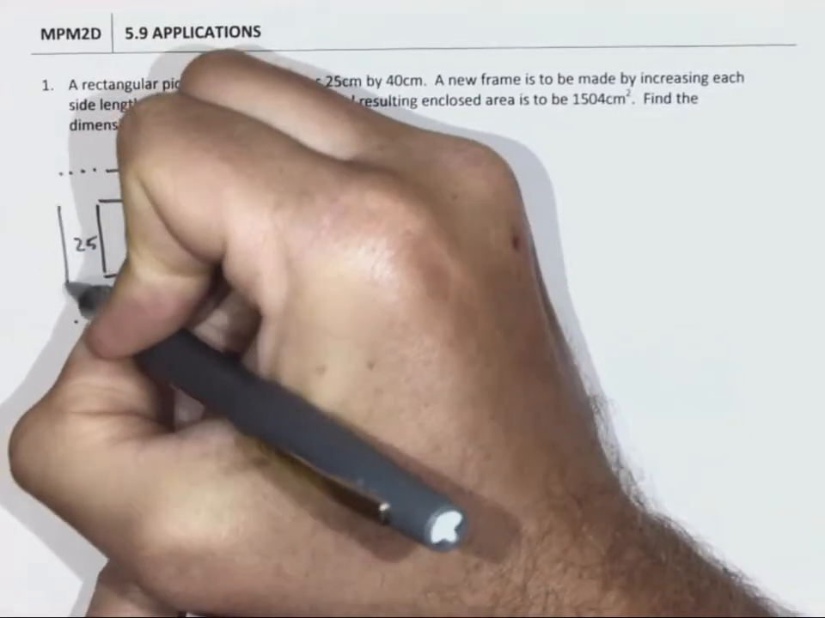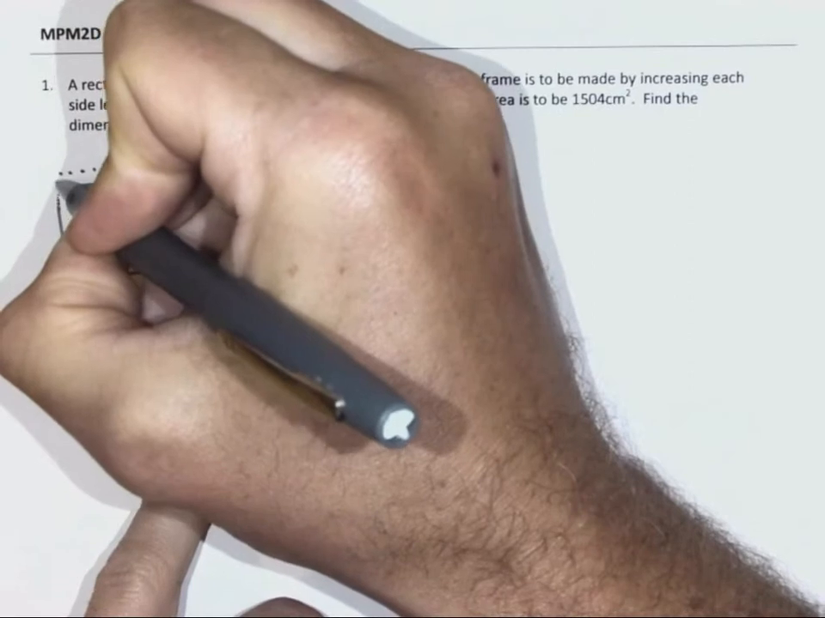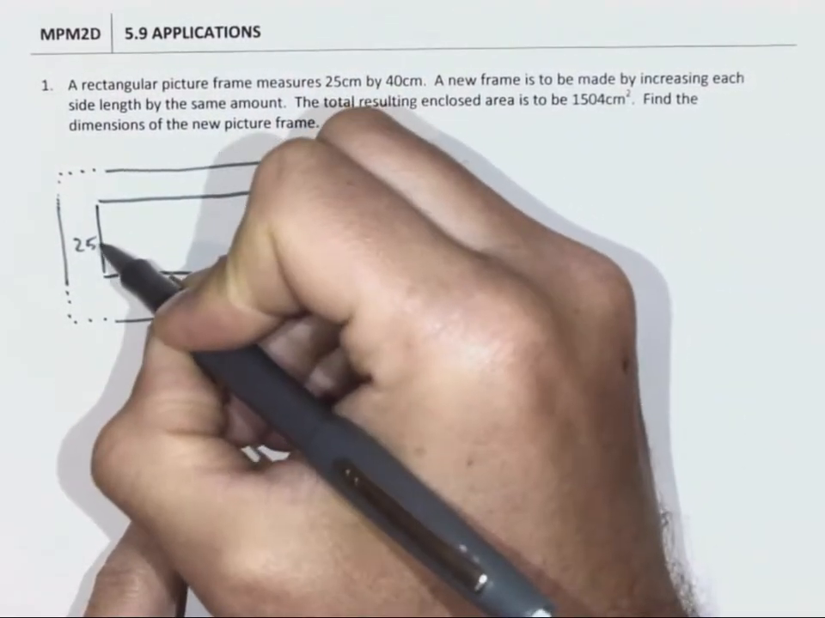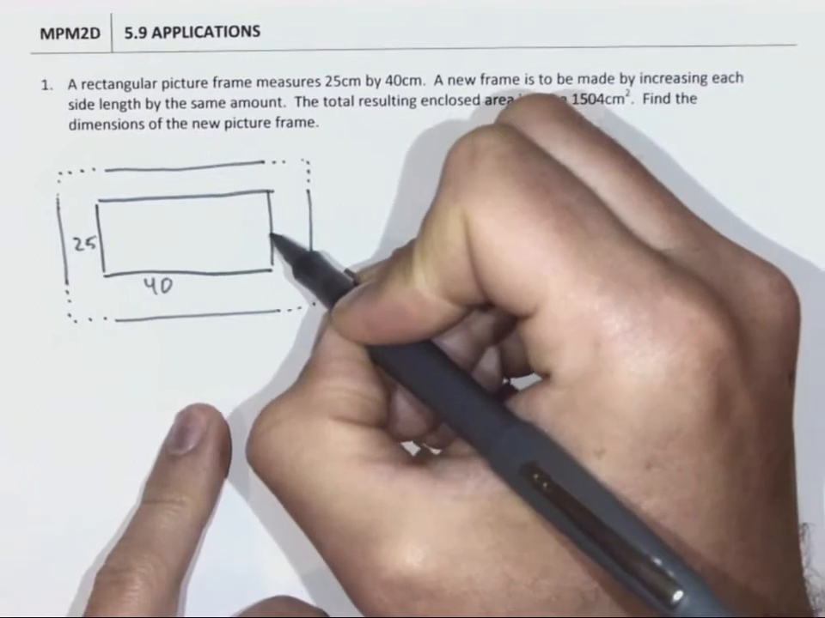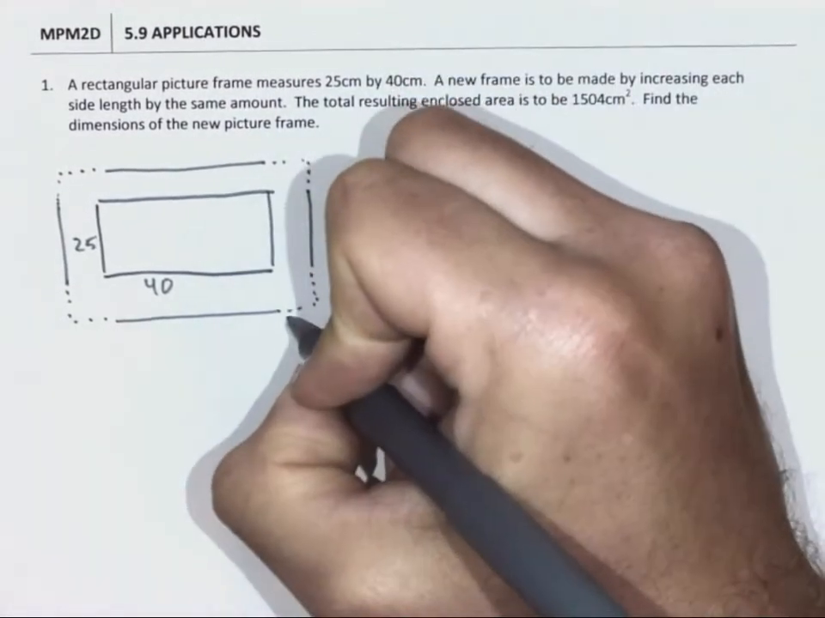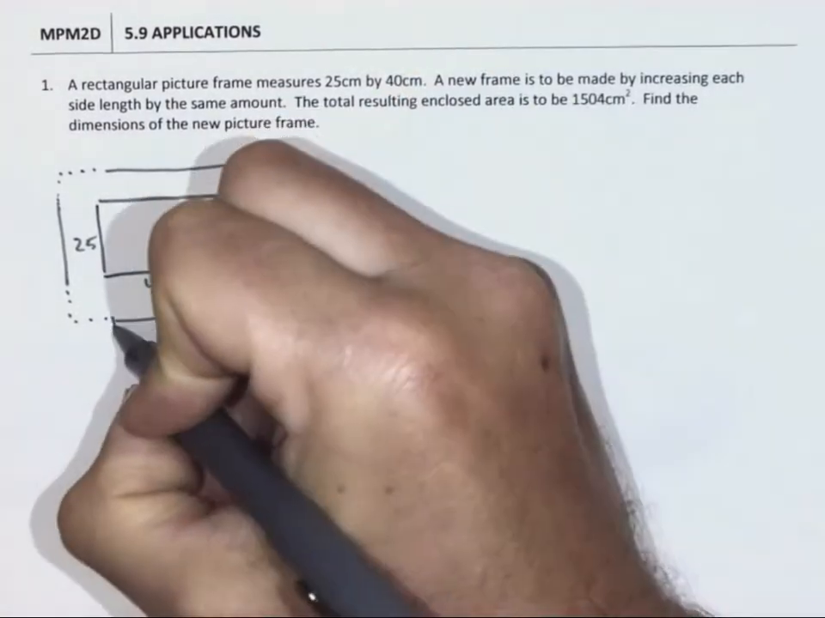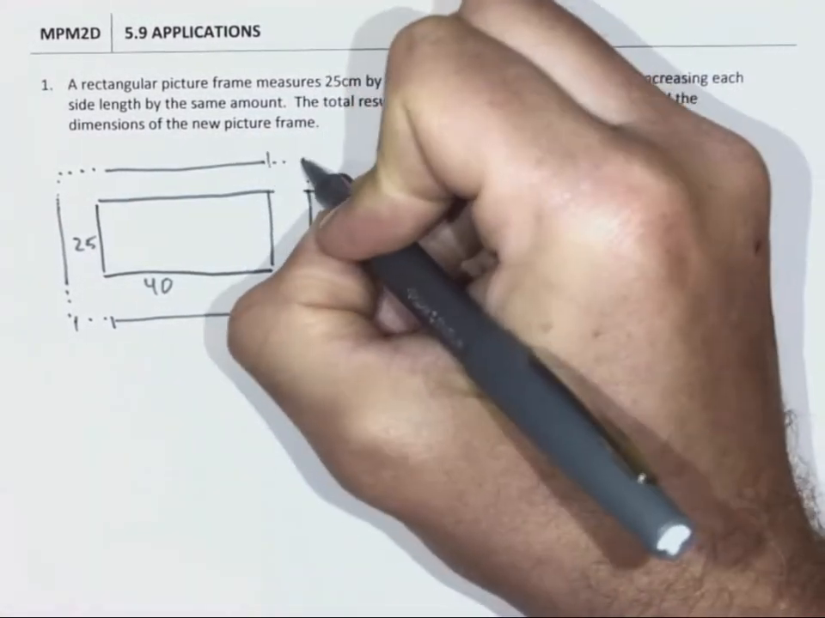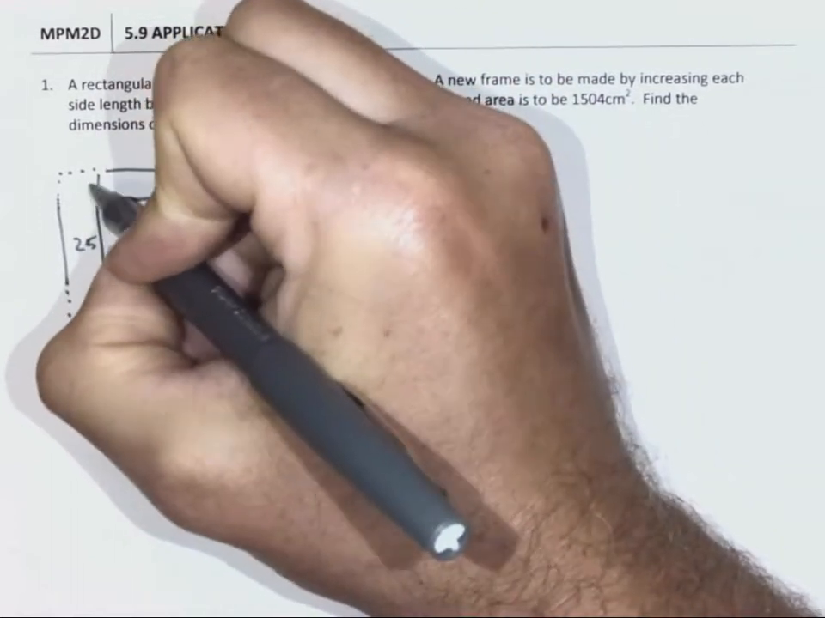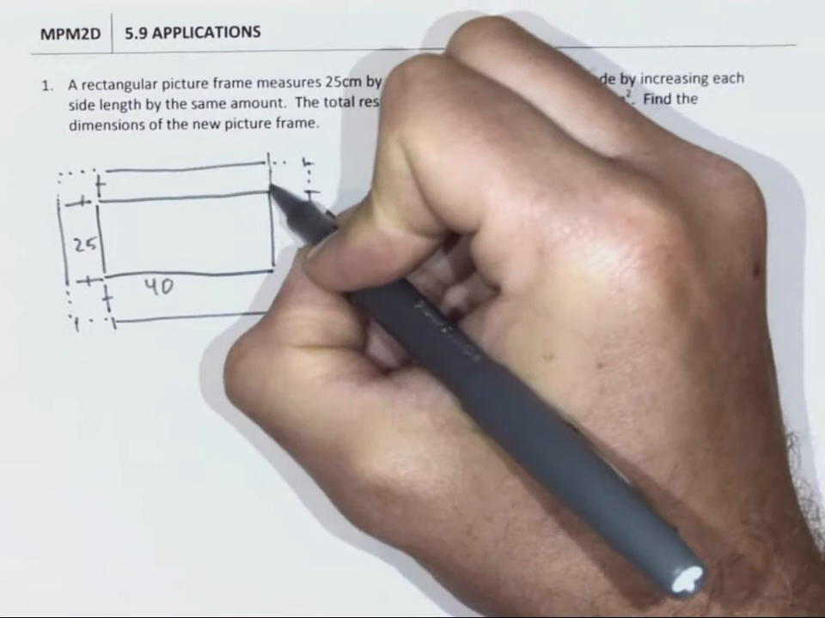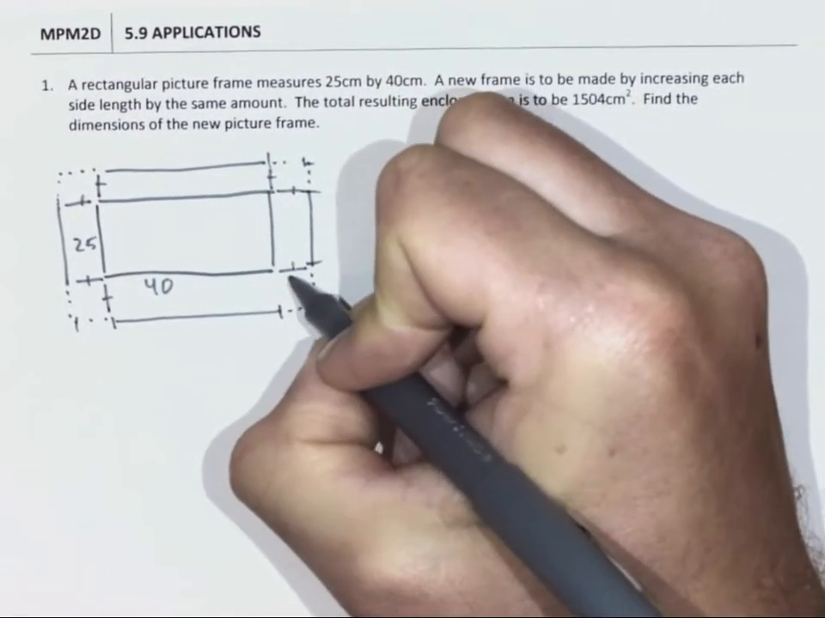So somebody has way too much time on their hands, or the design of this frame needs to stay in the center of the width. So they're going to be adding this much to each side, and that same amount to each top and bottom. So really, we're doing that again.